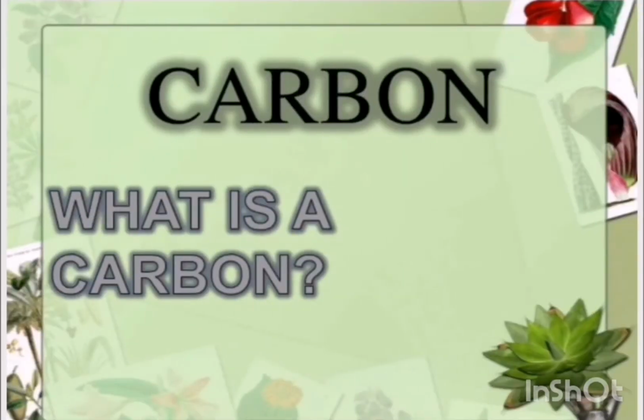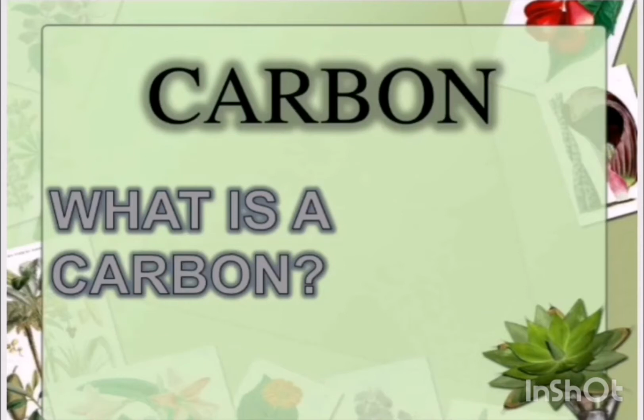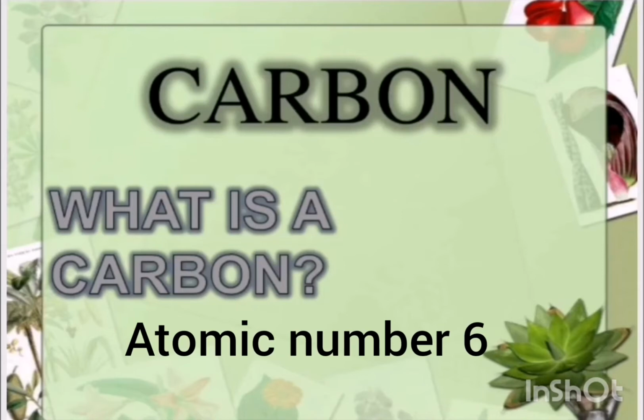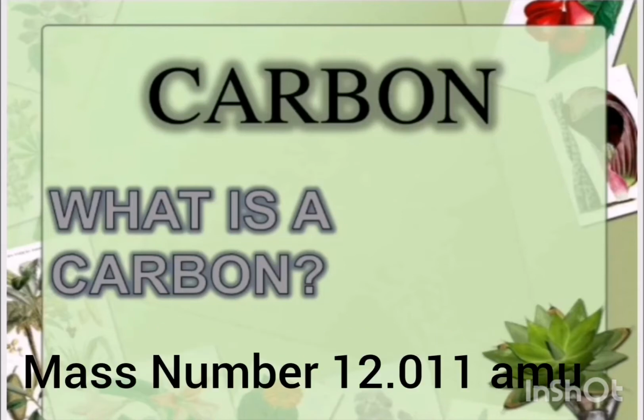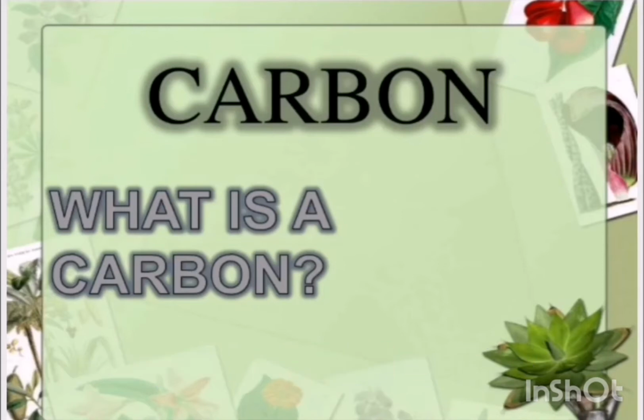So, what is carbon? The name carbon is derived from the Latin word carbo, which means charcoal. It is abbreviated as capital C, its atomic number is 6 and its mass number is 12.011 AMU, atomic mass unit. There are three isotopes of carbon: carbon 12, carbon 13, carbon 14, on the basis of increasing atomic mass.